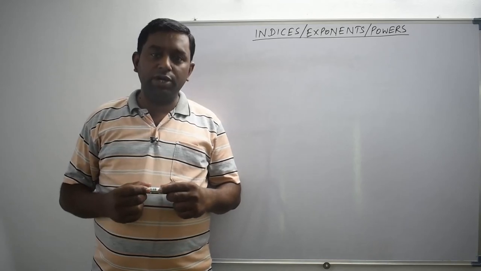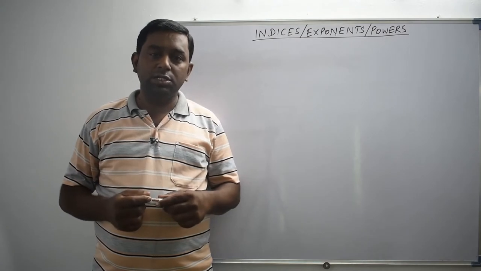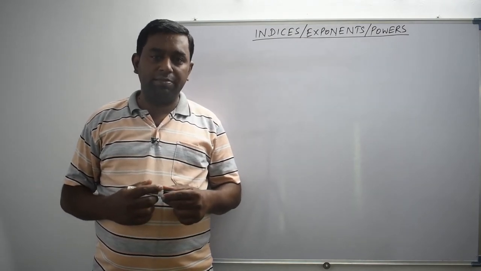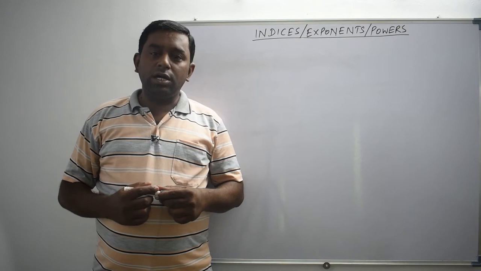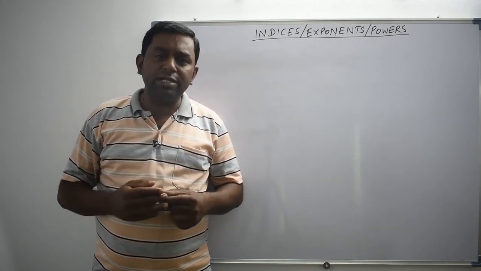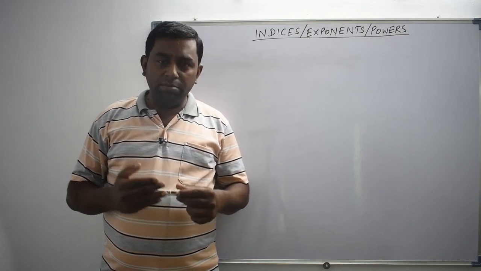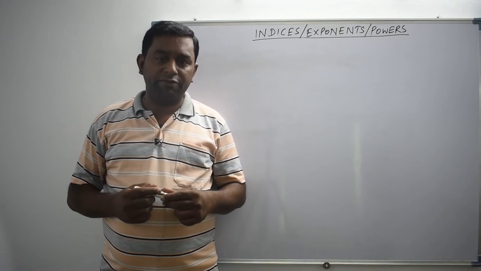In this section, we are going to see about indices or exponents or powers. All three terms give the same meaning. Okay, let us understand what an exponent is. We multiply a number by itself n number of times. A number is multiplied by itself n number of times.